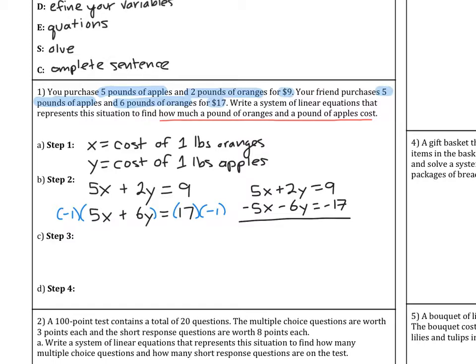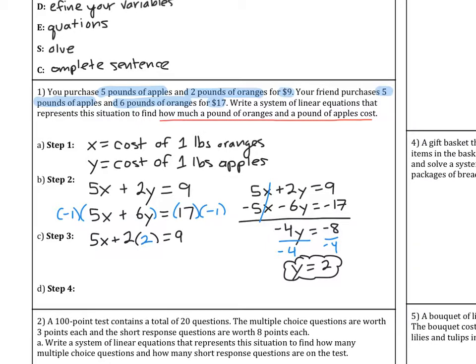And now when we add vertically, our x's eliminate, and we're left with negative 4y equals negative 8. Divide both sides by -4, and we get y equals 2. And then we're going to substitute that back into one of our original equations, maybe this top one. So 5x plus 2 times 2, which is our y value, equals 9. Let's separate this out.